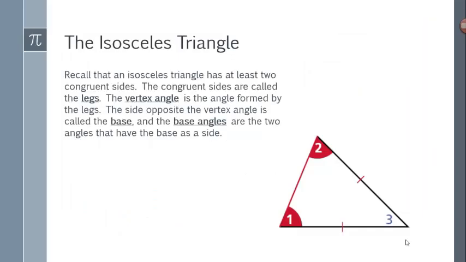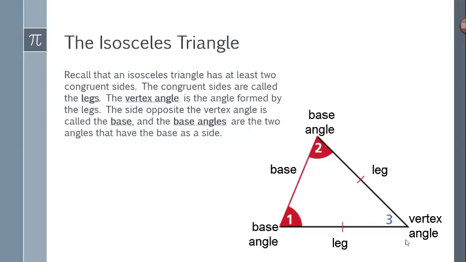Let's look a little bit more deeply at the isosceles triangle. An isosceles triangle, as we mentioned, has at least two congruent sides, as you see marked here. The congruent sides are called the legs of the isosceles triangle. And then we have some special names for the angles in the isosceles triangle as well. So the vertex angle is formed by the legs. You'll see that in this example, the vertex angle is angle 3. The side opposite the vertex angle is called the base. And the base angles are the two angles that have the base as a side. So in this case, the base angles are angles 1 and 2.